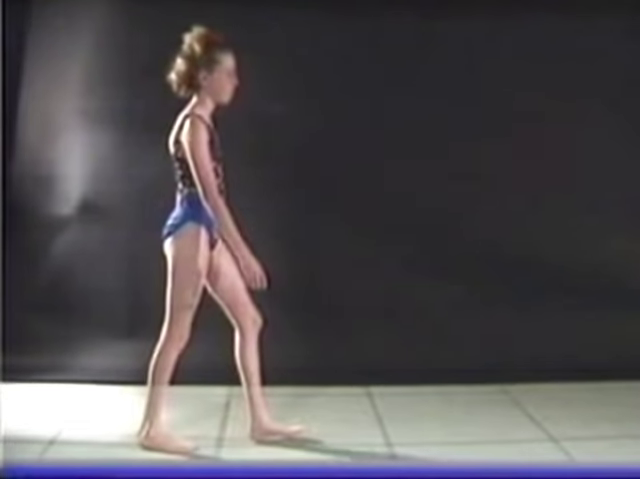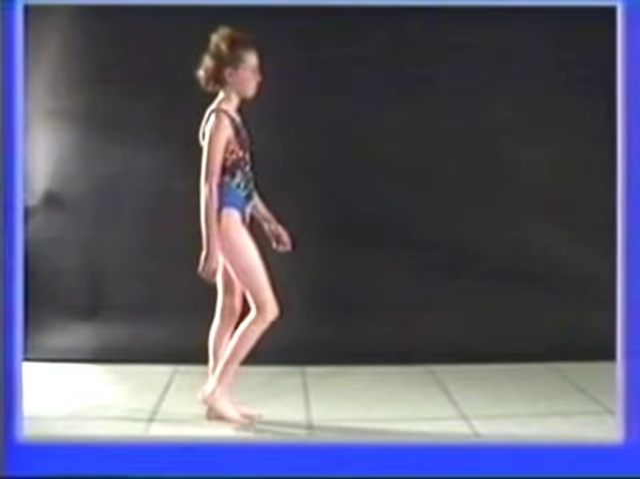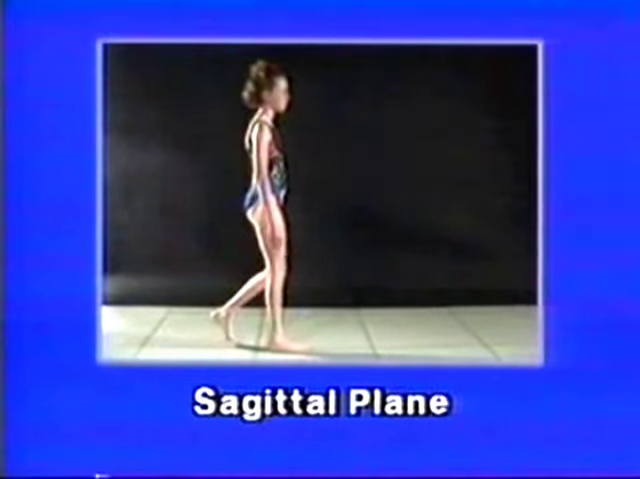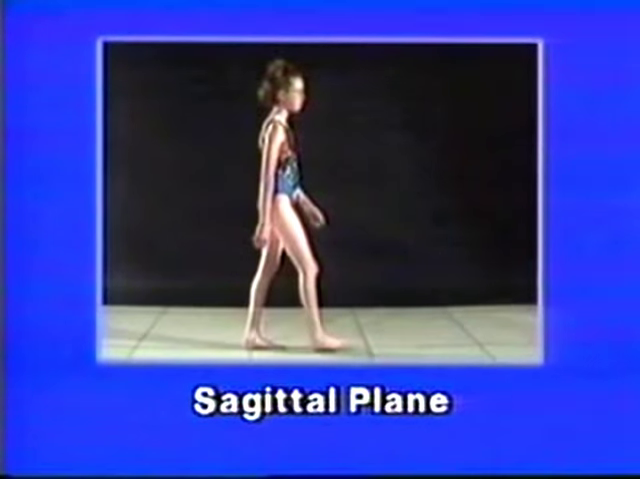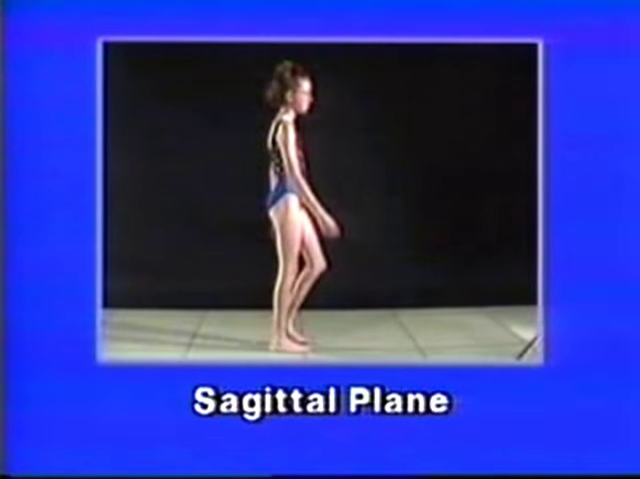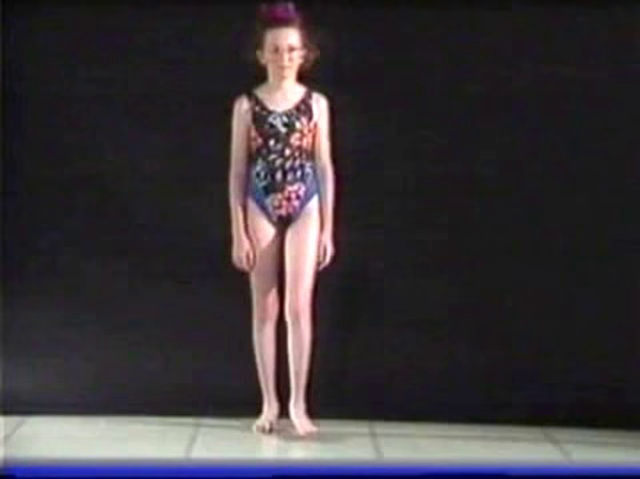Gait analysis looks at gait in 3 dimensions. The sagittal plane is a side view. The sagittal plane allows viewing of the pelvic tilt and flexion and extension of the hip, knee, and ankle.